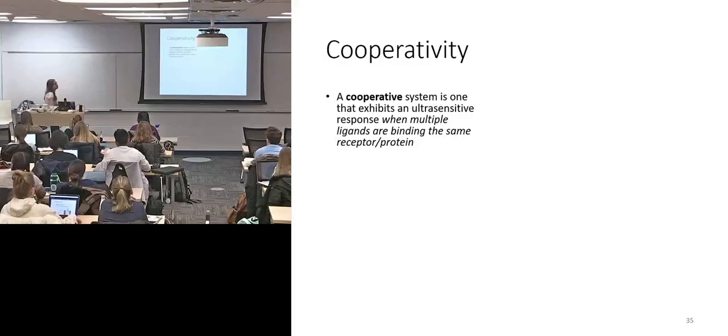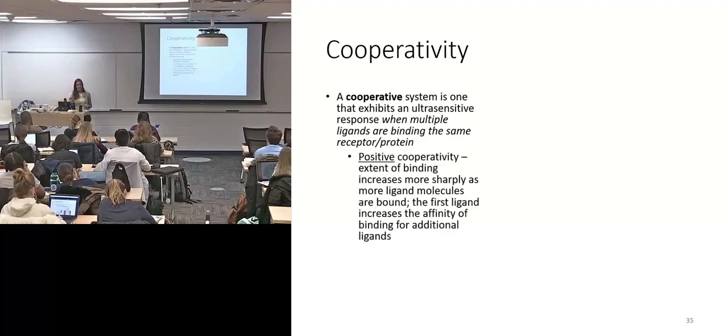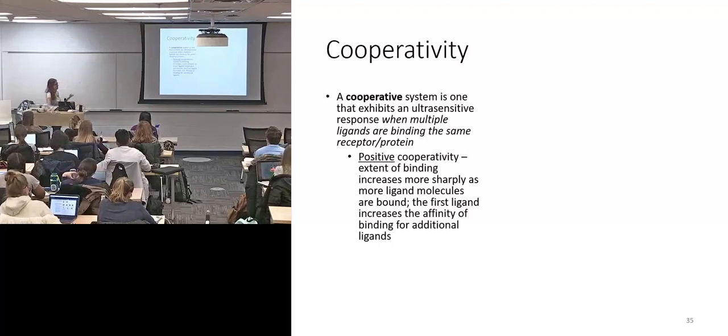We also have a word, cooperativity, okay? Or a cooperative system. This is one that exhibits an ultrasensitive response when multiple ligands are binding to the same receptor or protein. You can have positive cooperativity. So the first ligand binds, and it increases the affinity for the next ligand to bind and the next ligand to bind. Once the first one binds, which is maybe the biggest hurdle, it's easier and easier for the next ones to bind. They bind with stronger and higher affinity. An example is hemoglobin. It exhibits positive cooperativity.